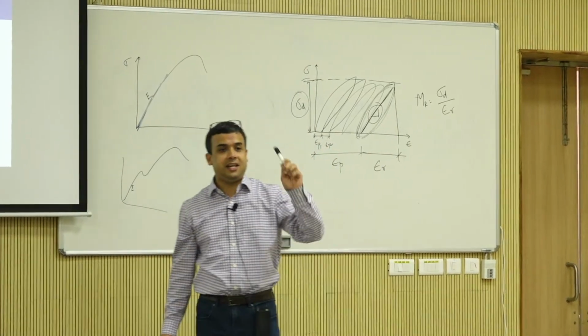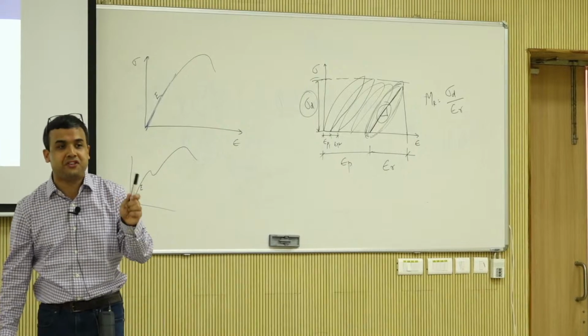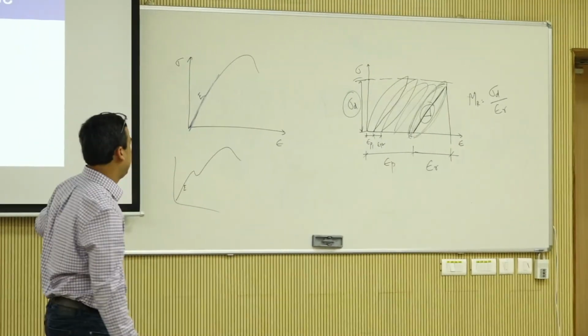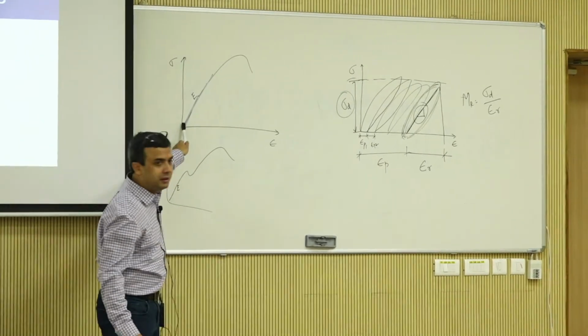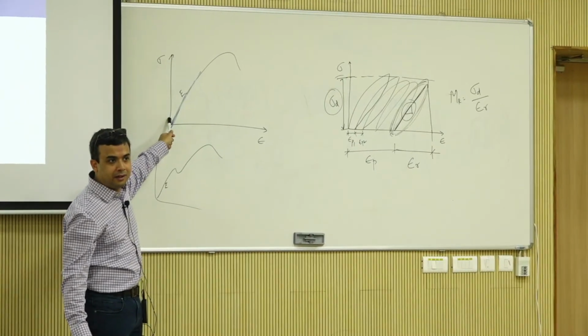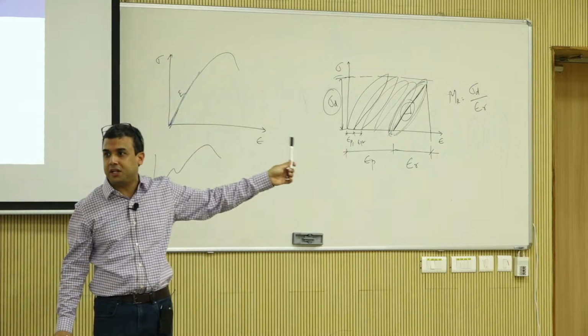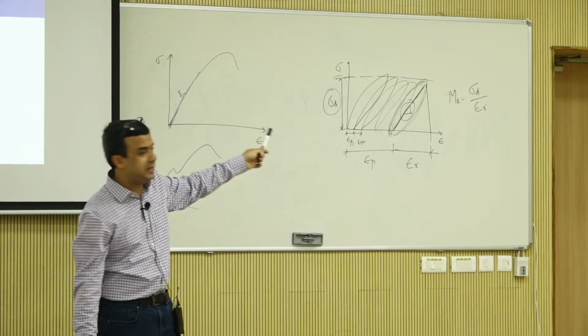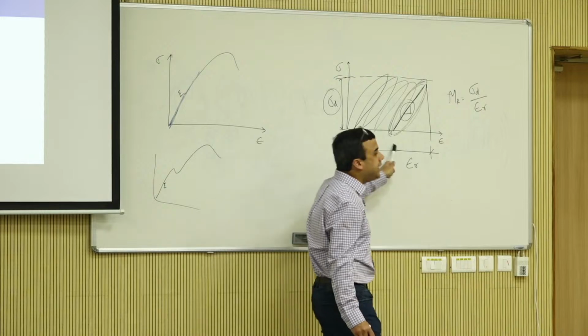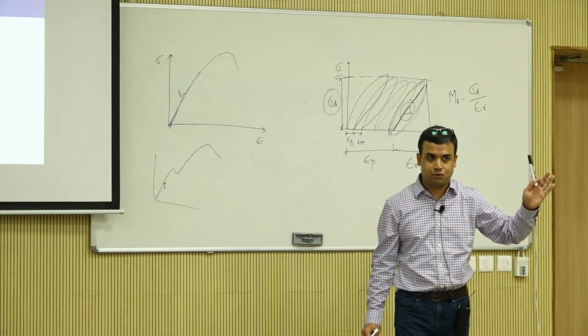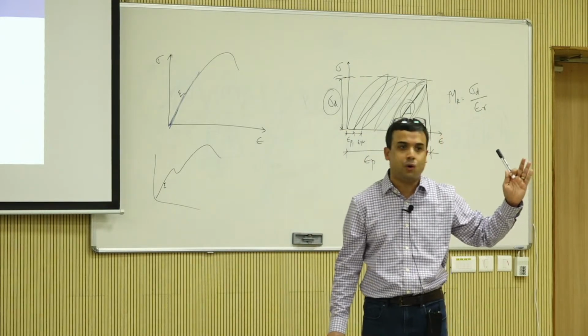Where is elastic modulus defined? At what strain level? It's at zero strain, the initial point. There is no deformation induced in the material. Here you have already accumulated permanent strain, so it is not at the x equal to 0 location.